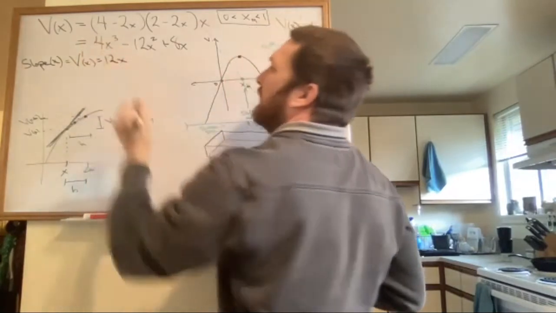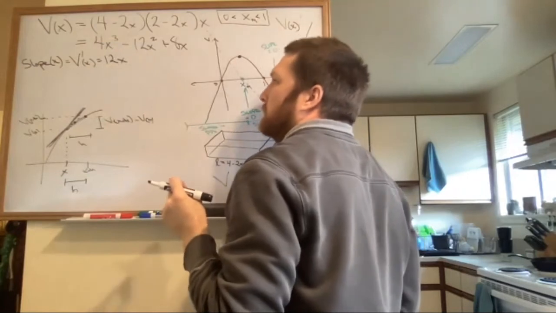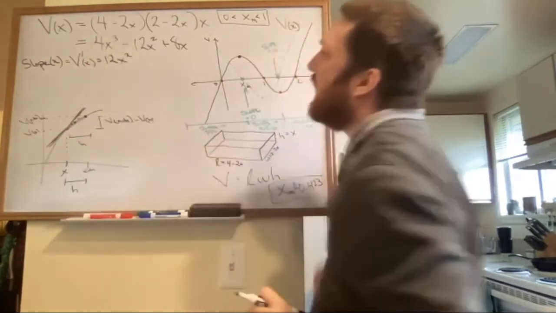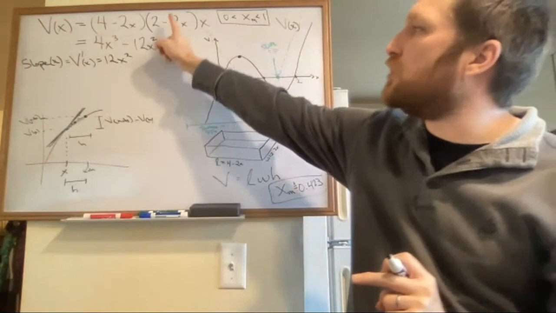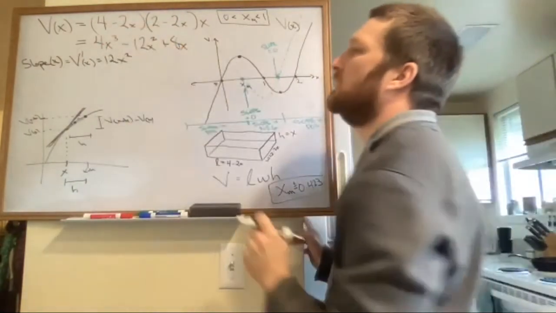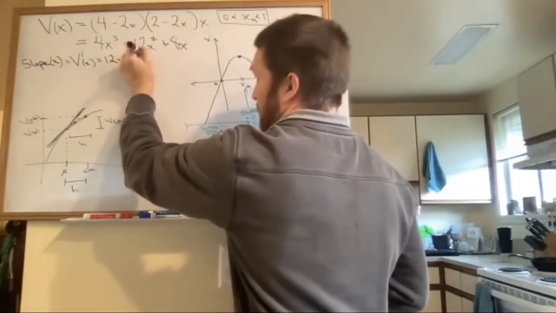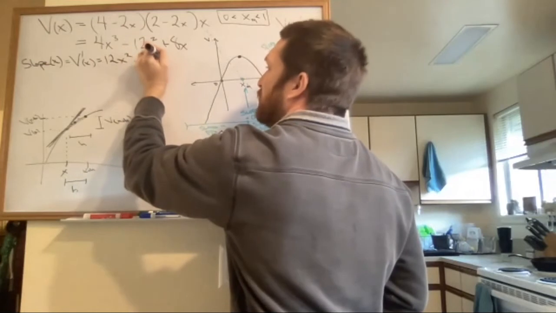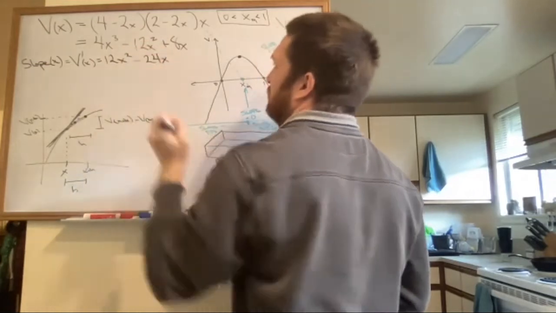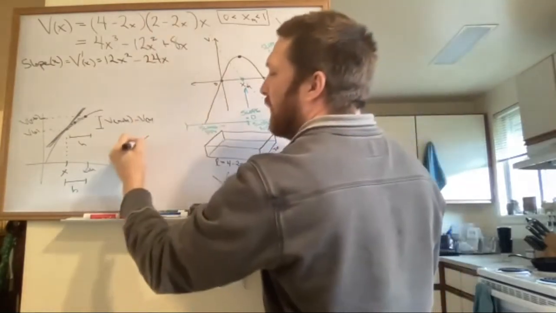And what is 1 less than 3? 2. Okay. Now you take that number, drop it down. What's negative 12 times 2? Negative 24. And what's 2 minus 1? 1. Okay. What is now 8x?